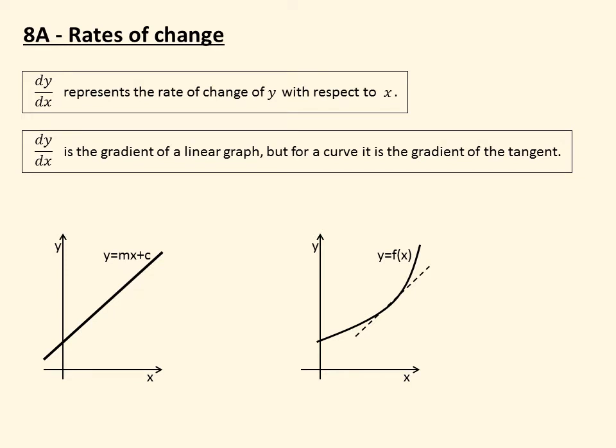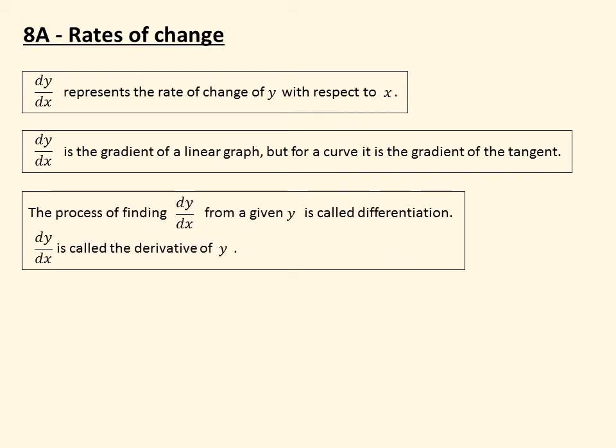A curve by definition doesn't have a single gradient. We're thinking of the gradient at a point, the gradient of the tangent at a point on a curve. The process of finding dy/dx is called differentiation, and the term itself, dy/dx, is the derivative of y.